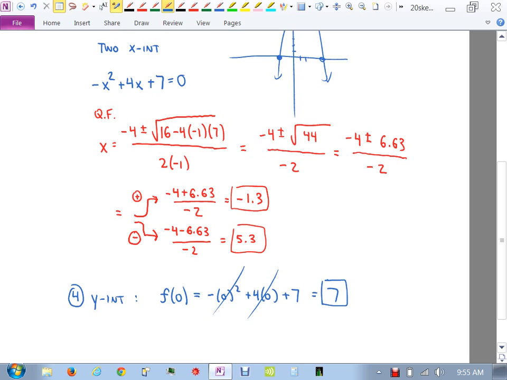All right. Graph time. Here we go. My vertex was 2, 11, or 2, 11. Positive 2? Okay. 4, 5, 6, 7, 8, 9, 10.